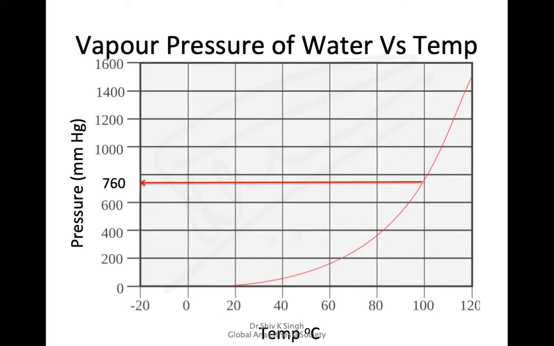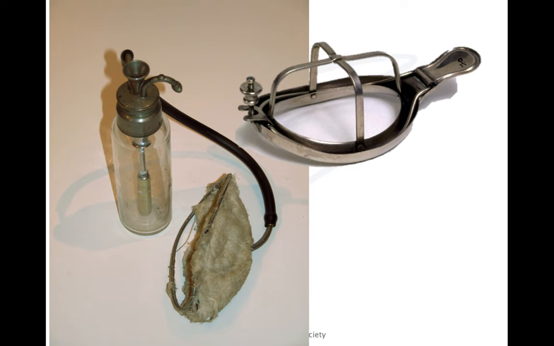At this point, the vapor pressure is equal to the atmospheric pressure, the 760 millimeters of mercury. That is obviously at sea level. So if you go up on the mountains, it will boil at a lower temperature because the atmospheric pressure will be lower. For example, at 400 millimeters of mercury pressure, it will boil at around 80 to 82 degrees Celsius. So it tends to boil at a lower temperature as the height increases or the pressure decreases.